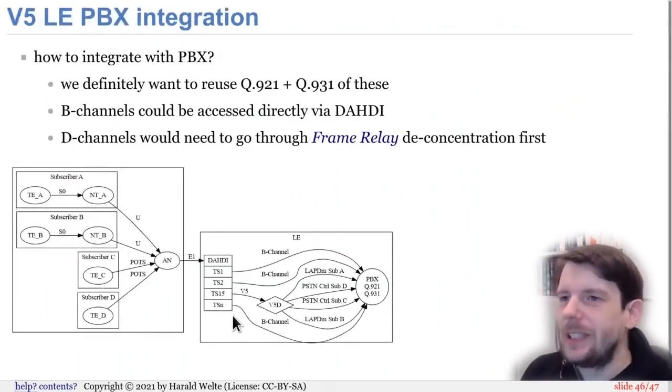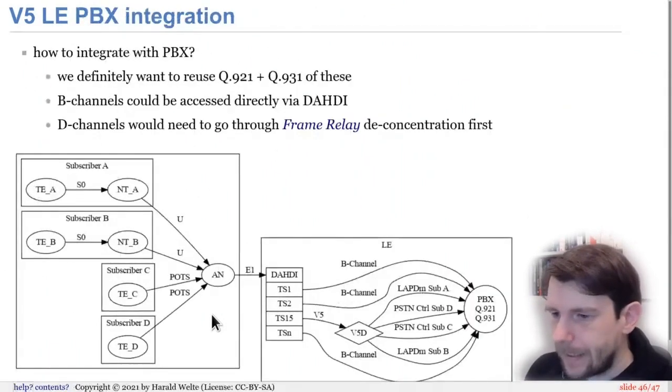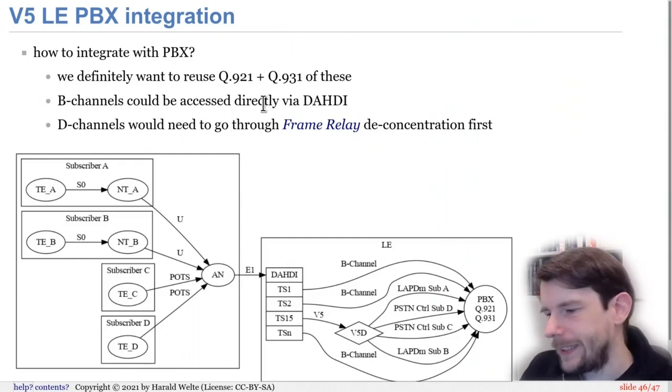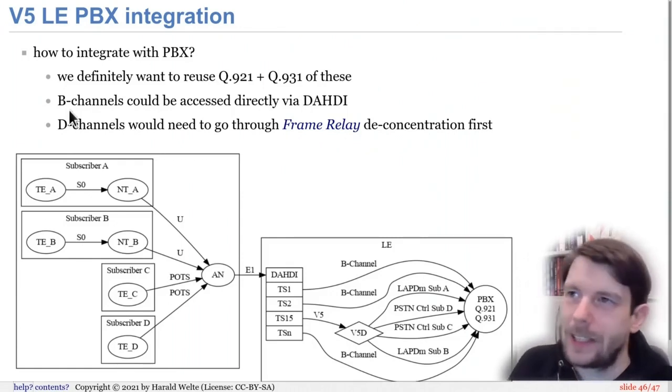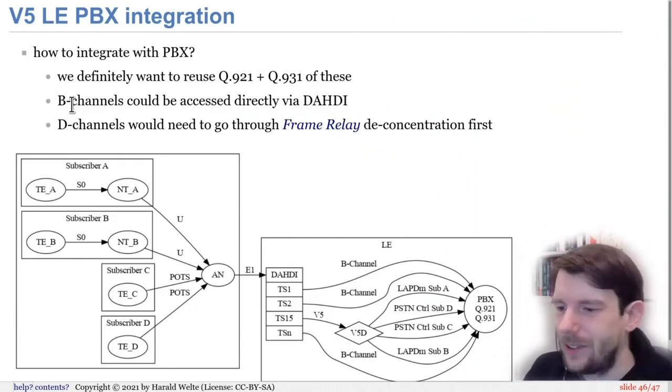Now, how to integrate that into a PBX or some kind of larger setup? Because in the end, of course, for ISDN ports, we need the ISDN layer 2 and layer 3. For the B channels, of course, that's relatively easy because if we have a DAHDI-based interface with ISDN USB or with a Digium card, the B channels can just be directly opened by whatever soft switch one wants to use, whether it's Yate or Asterisk or FreeSWITCH or whatever else. But for the D channels, we have this frame relay deconcentration that we need to do.